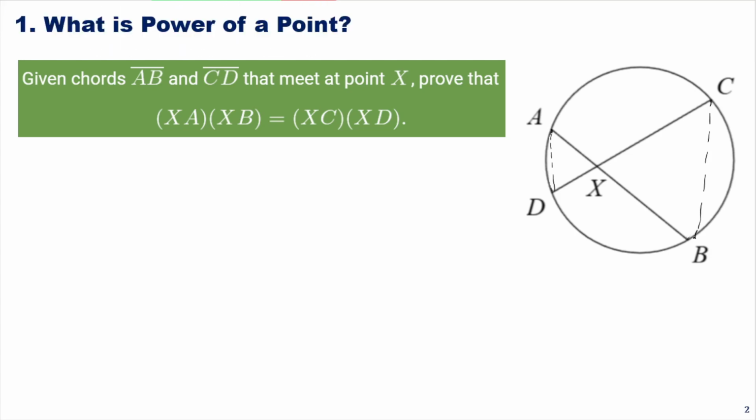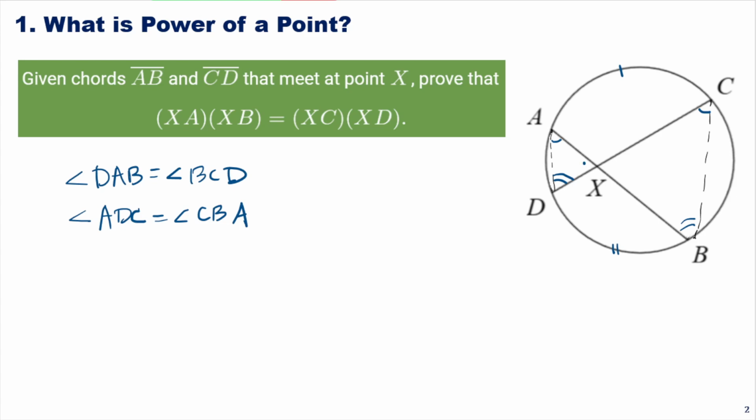Then, note that angle DAB is inscribed in arc DB. Angle DCB is also inscribed in arc BD, right? Therefore, we have angle DAB equals angle BCD, right? And similarly, this angle here, angle ADC, is inscribed in this arc. Angle CBD is also inscribed in that arc, so we have angle ADC equals angle CBA. Of course, these two angles are vertical angles, so angle AXD equals angle BXC, right?